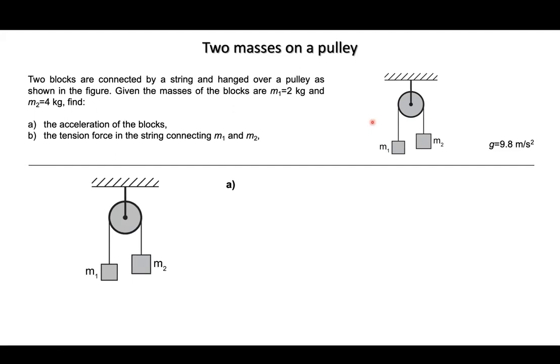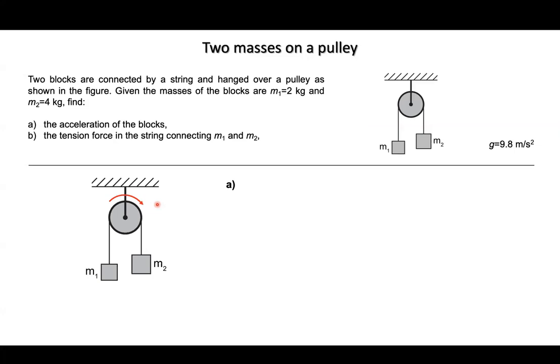Let's try to do the first part and find the acceleration of the blocks. Before we find the acceleration of the blocks, let's establish in which direction these blocks move. Since M2 is a heavier mass than M1, the blocks should move in the direction of mass 2 as shown in this arrow. Next, let's find the forces acting on the system.